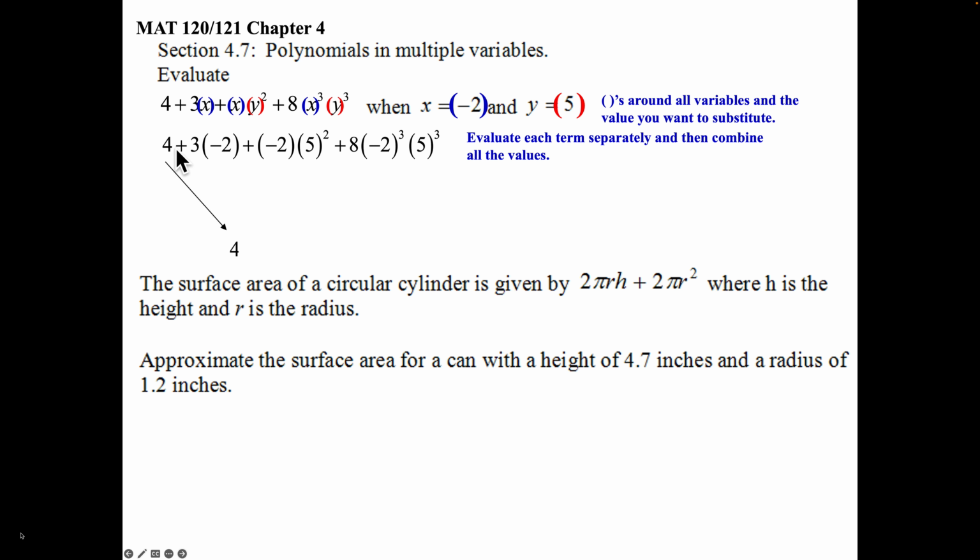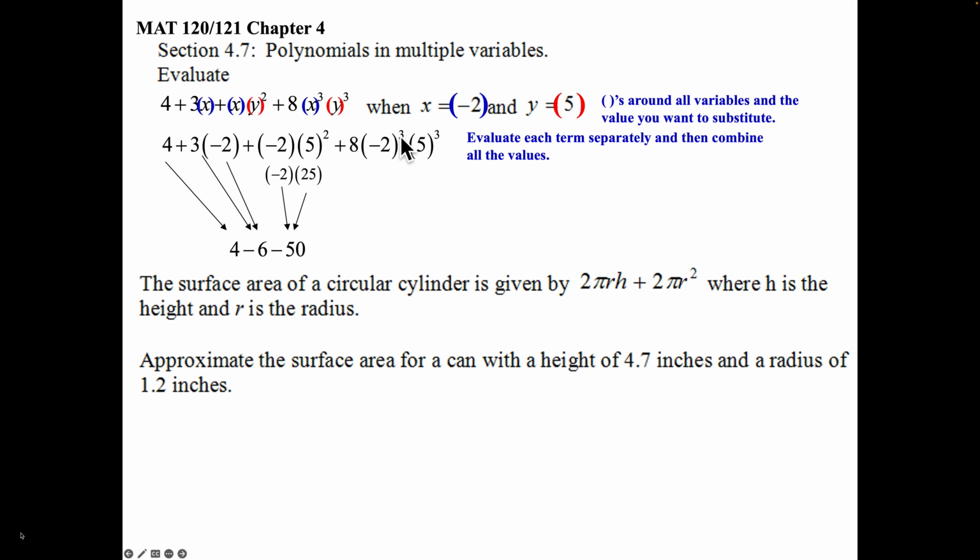So the 4, done. 3 times negative 2, minus 6. Negative 2 times 5 squared. It's not negative 10 squared. You got to do the 5 squared, which is 25, times negative 2 is negative 50. All right, now this next one, this is going to be a shortcut technique. It only works because notice that both powers on the x and the y are exactly the same. This is the only reason why it works.